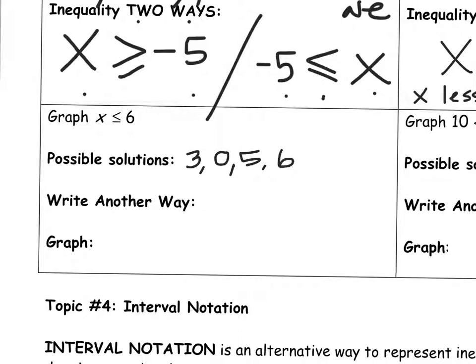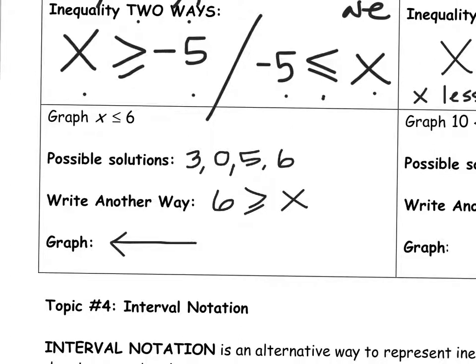Let's write this another way. The other way that we could write this is we can rearrange the 6 and the x, and we can switch the symbol. So the symbol would be open to the 6. 6 is greater than or equal to x. And now we're going to graph.